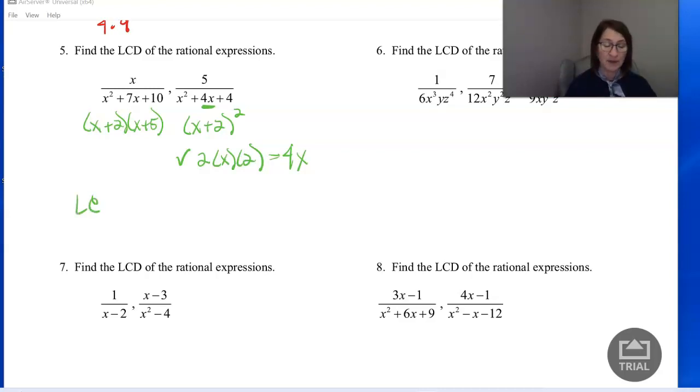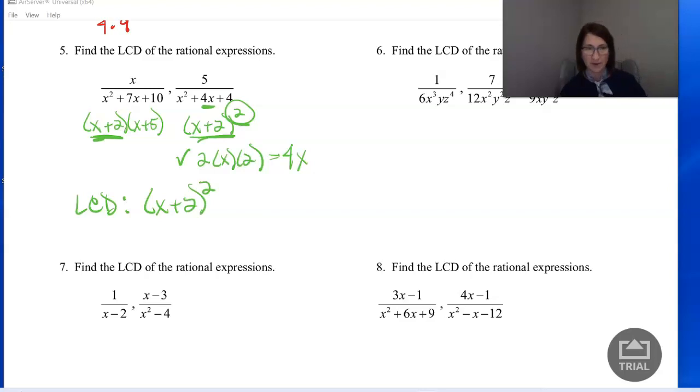But now the important thing, my LCD. So I look at my x plus 2 and my x plus 2. I'm going to pick the x plus 2 that has the higher exponent. So x plus 2 squared. But then I also need to pick this x plus 5. I can't leave it out. I get to be a little greedy.